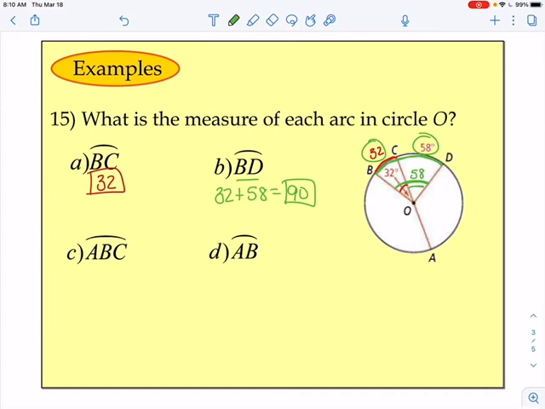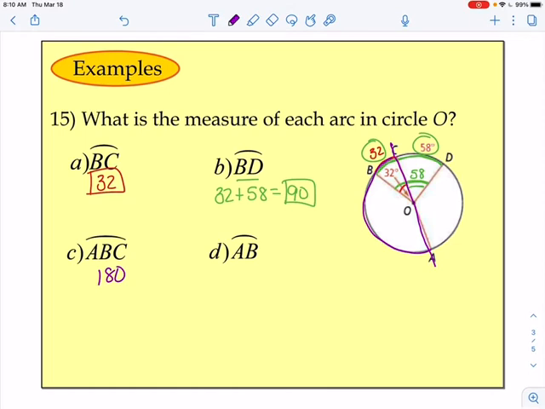Now we want ABC. Okay, so again, for ABC, I'll go to A, then to B, then to C. Again, that arc is going exactly halfway around that circle. Half of a circle is 180 degrees.